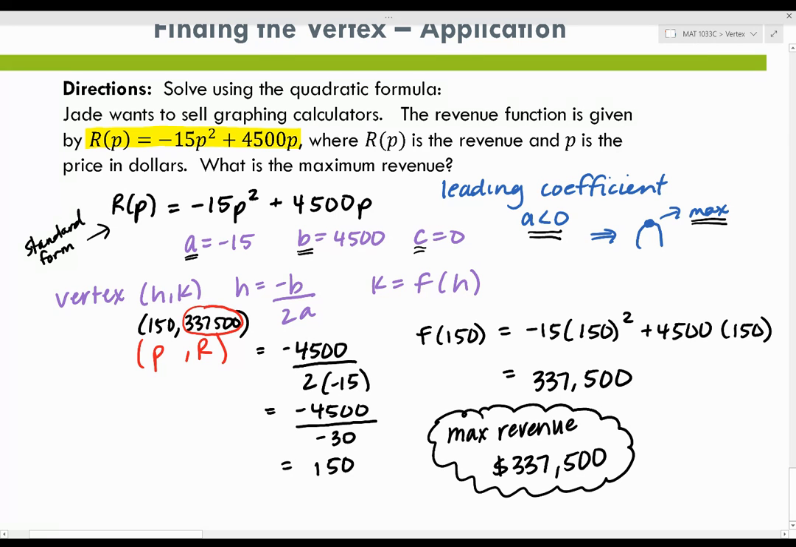If they were interested in the price, we would give them the 150, but since they're not, we only give them the second answer. So even though we were finding the vertex, make sure that you're giving them the right answer. Are they asking for the price? Are they asking for the revenue? Or are they asking for both? So just be careful.